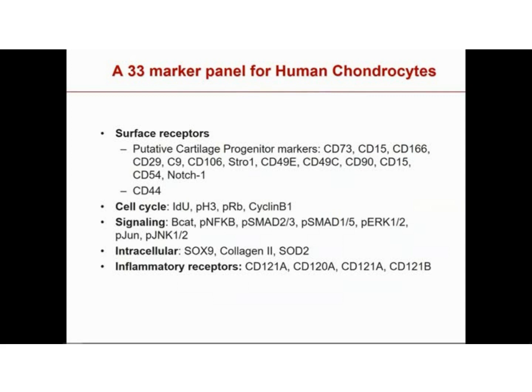So for the panel that we have used here, we've actually used a lot of cell surface markers, which are basically putative cartilage progenitor cell markers. So there's a list of those. CD44, which is a chondrocyte marker. There are cell cycle markers, a lot of signaling pathways, and some inflammatory receptors.